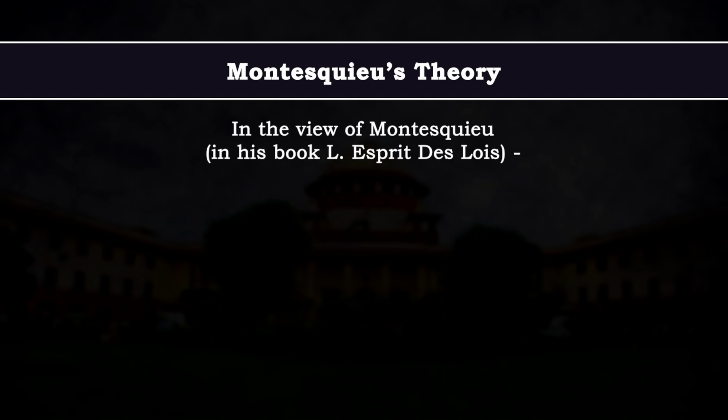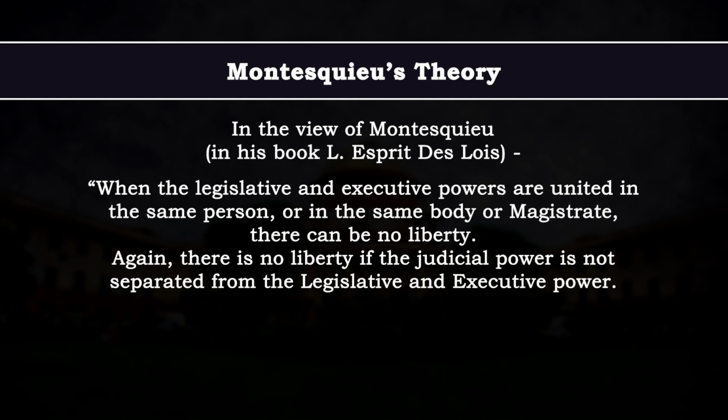In the view of Montesquieu in his book, when the legislative and executive powers are united in the same person or in the same body or magistrate, there can be no liberty. Again, there is no liberty if the judicial power is not separated from the legislative and the executive power.